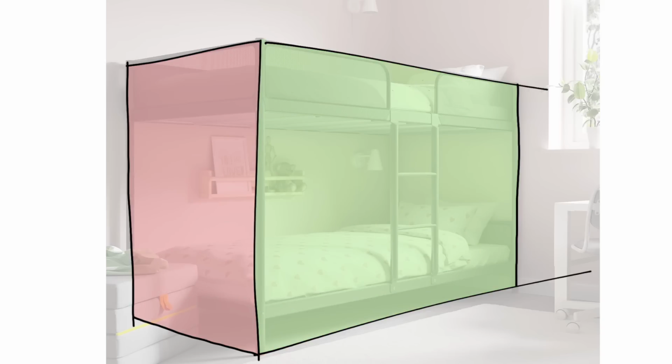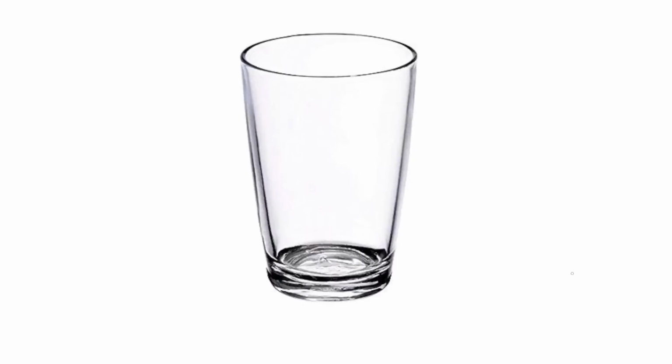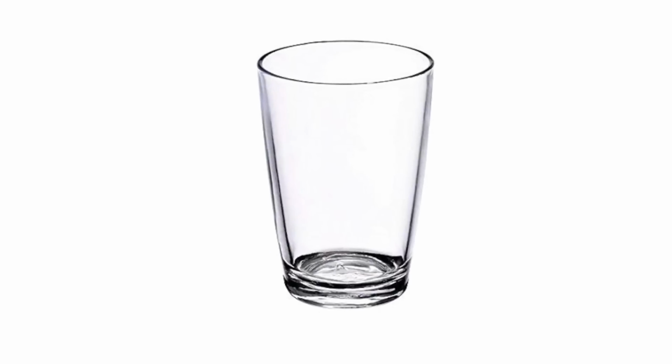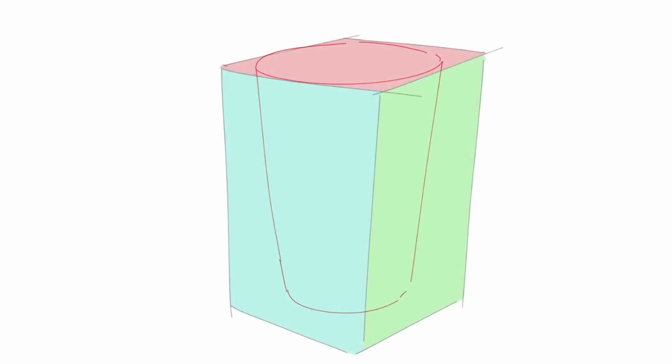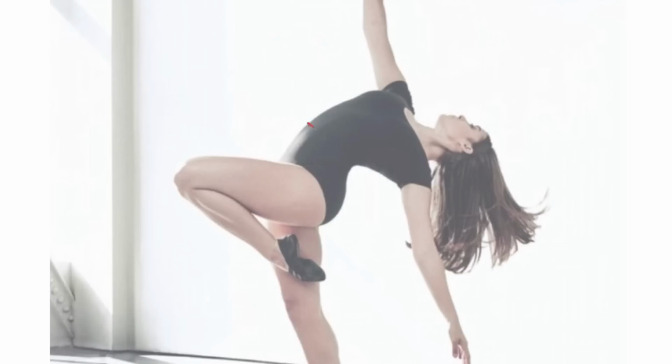Every single object in the world has those additional planes, even though sometimes it may be kind of hard to identify where those planes are, like on a glass, for example. People think that because it's a cylinder, it has no planes, but it does. Now, the problem with boxes is that they don't always perfectly fit the shape that we need.